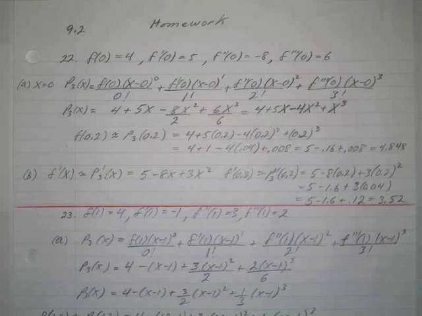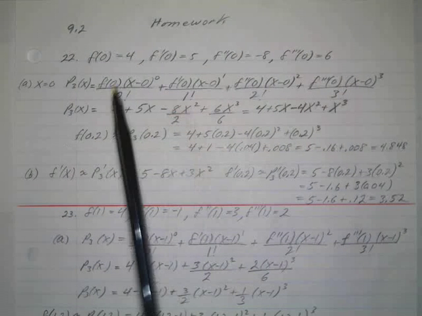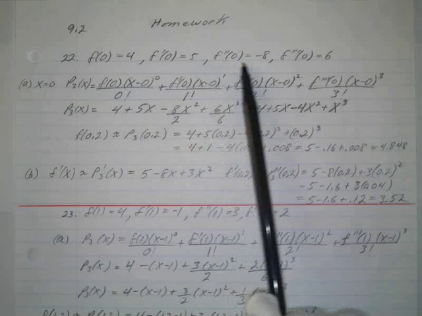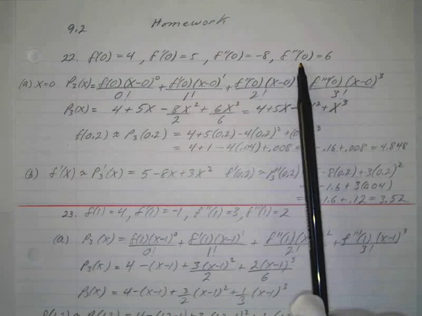Okay, these are some problems from section 9.2. This is number 22, and this is a pretty standard type problem where they give you the derivatives, different degrees of the derivatives or different orders, and then you just have to construct the series. So you're told that f of 0 is 4, f prime of 0 is 5, f double prime of 0 is -8, and f triple prime of 0 is 6.